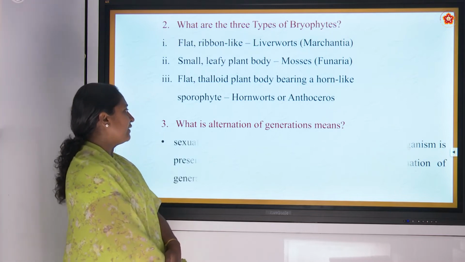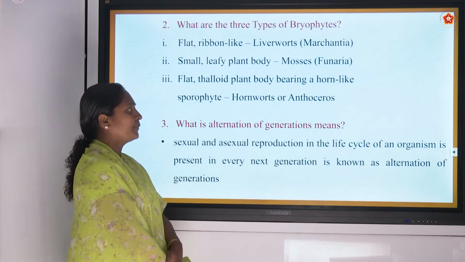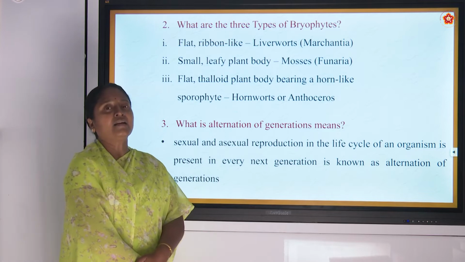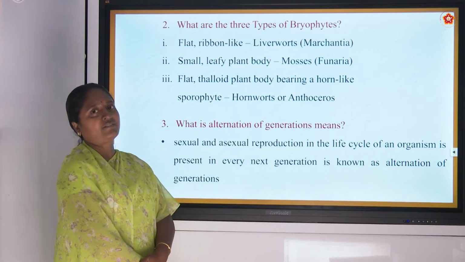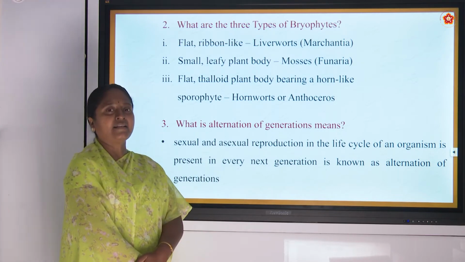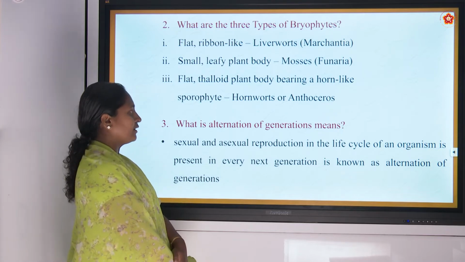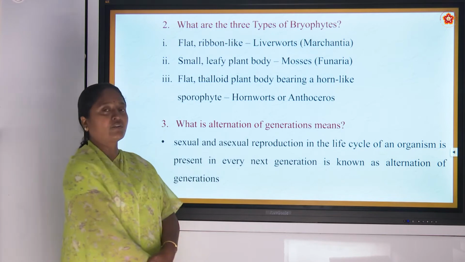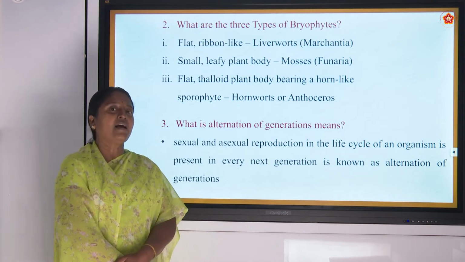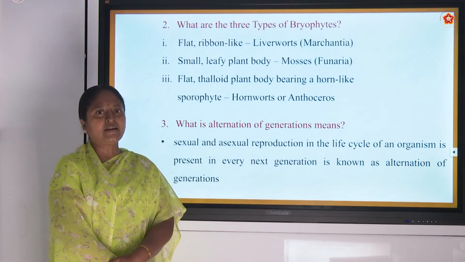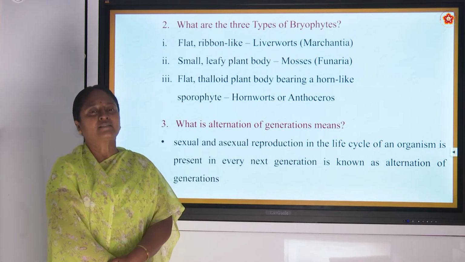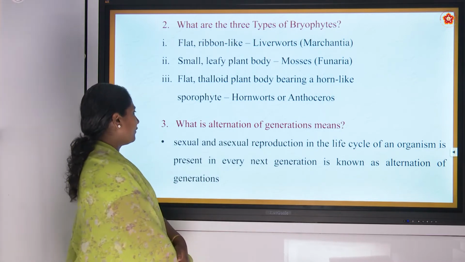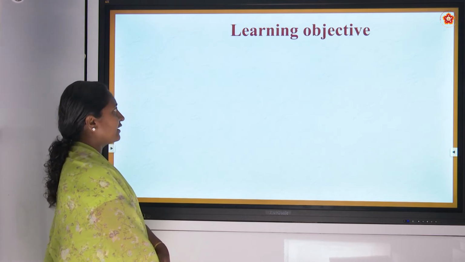Then, what is alternation of generation? The sexually reproducing organism comes in one generation, and in the next generation it will do asexual reproduction. In bryophyte, you can see a sporophyte followed by a gametophyte, and alternatively it will change the way of reproduction. That is known as alternation of generation.